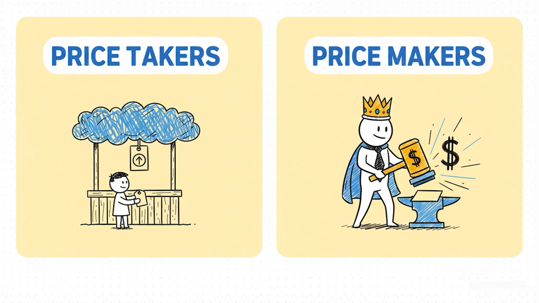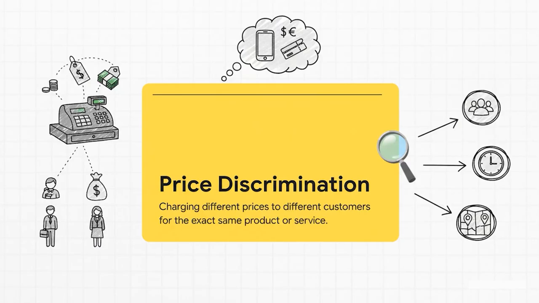But a monopolist, they're different. They have so much control that they become a price maker. They get to set their own price. And this is where they pull out their secret weapon, price discrimination. The product is identical, same movie, same plane seat, but the price changes depending on who's buying.